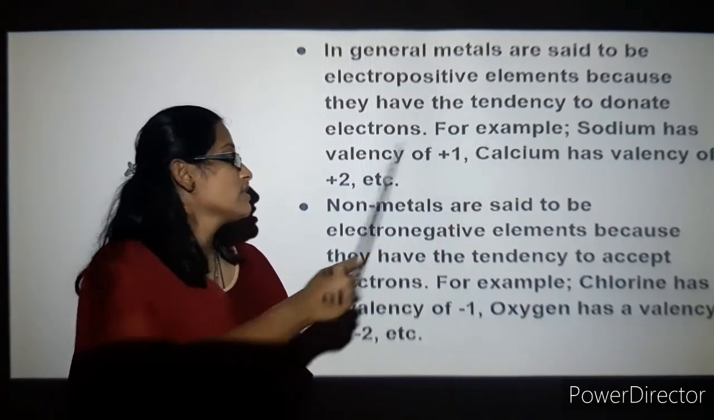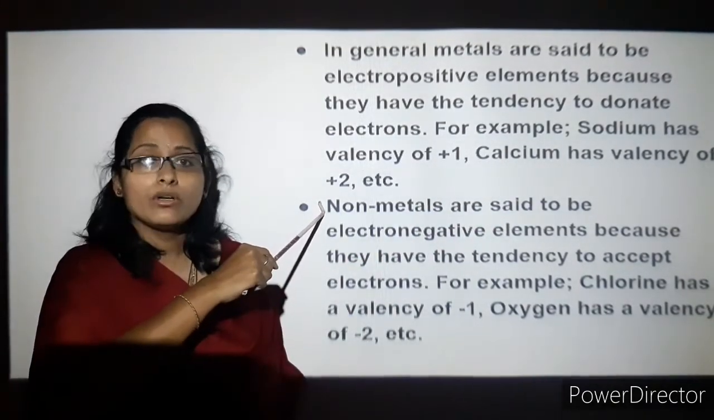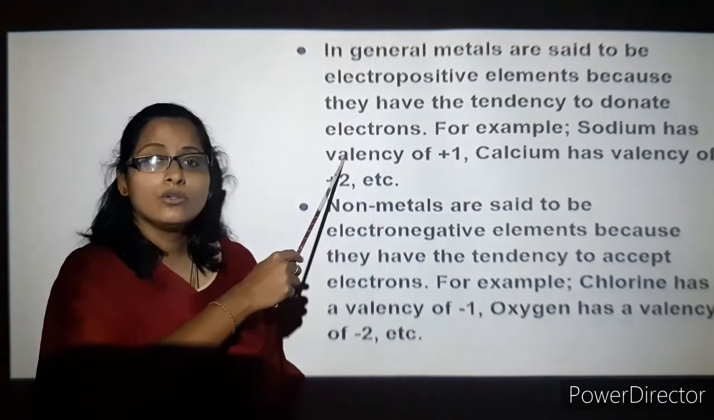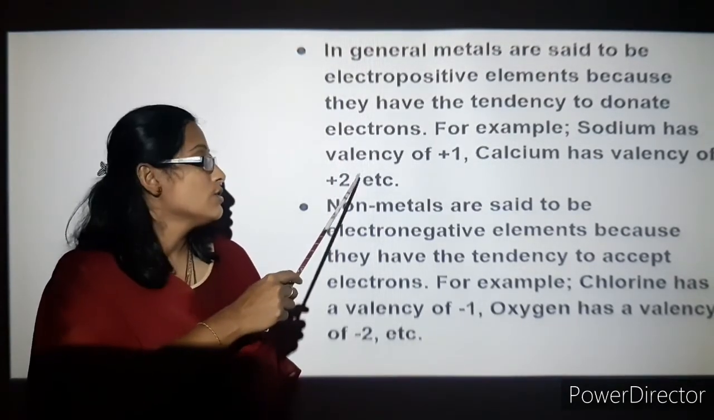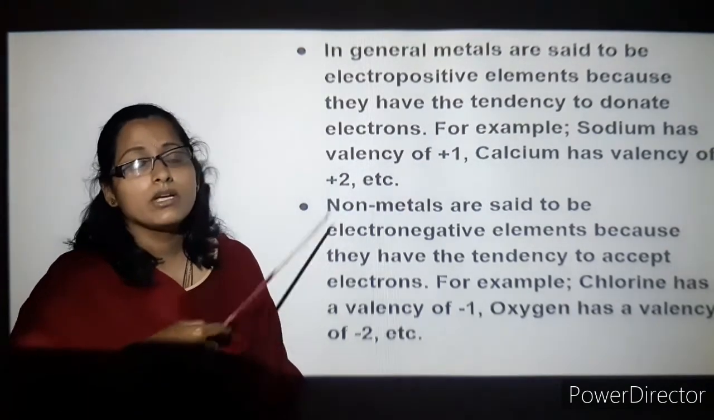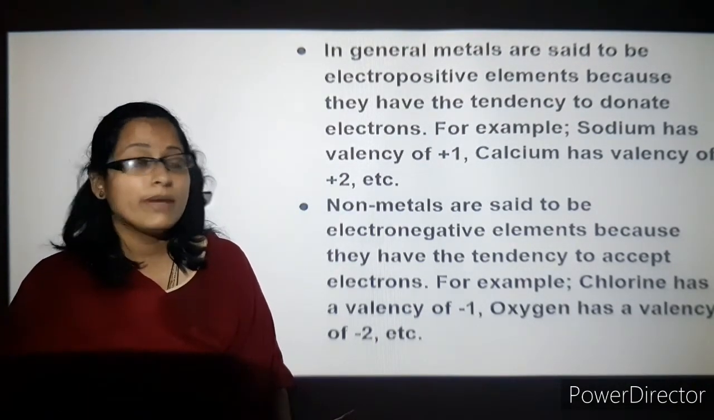Calcium has a valency of plus 2. So in the outermost shell, calcium has 2 valence electrons. So these are easier to be given to the other non-metals.